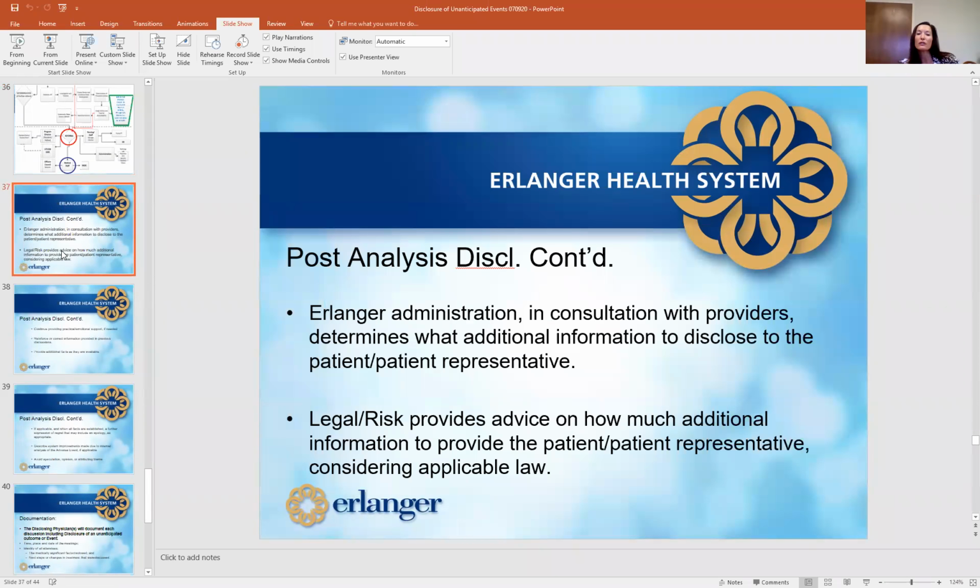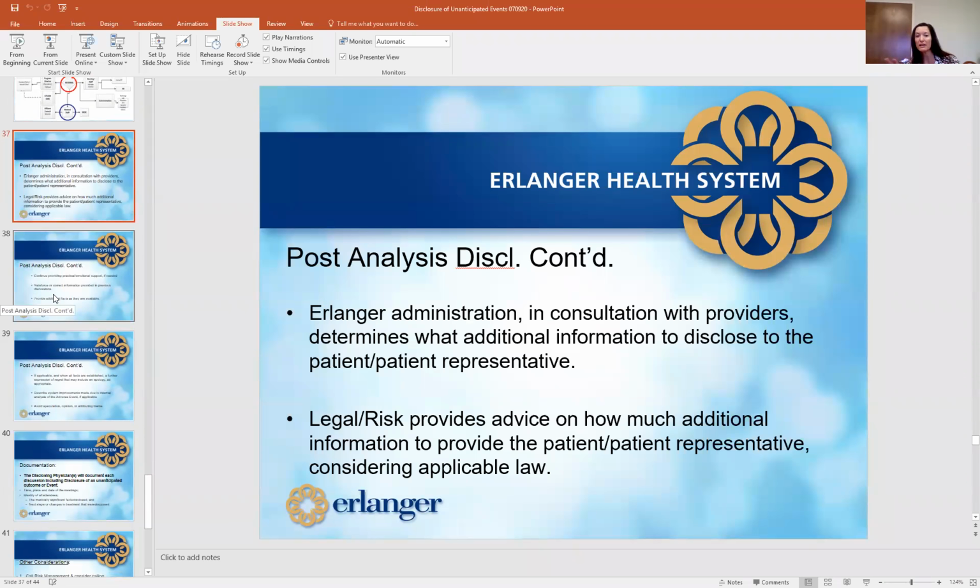So we've had our analysis now. The event has worked its way through the eSafe analysis process. And now we probably know a little bit more about why the event occurred in the first place. Was there a breakdown in the process? Was the timeout procedure not handled appropriately? Did we not mark the right appendage? How did that happen? So now there'll be a discussion with the legal and risk department on how much more information we want to provide.